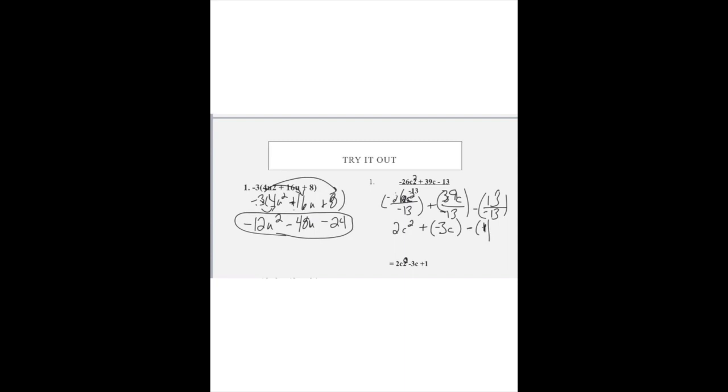I'll look at it in the other format as well. When we break it into pieces, it looks like this: 2c squared plus -3c, and plus a negative is the same as saying minus 3c, minus -1. Minus a negative is the same as saying plus 1. So there's the equation we get.